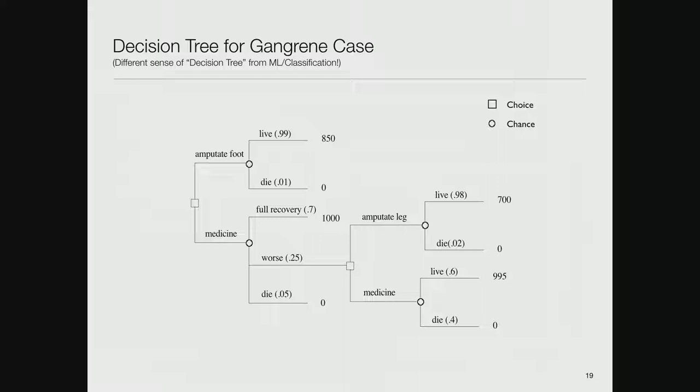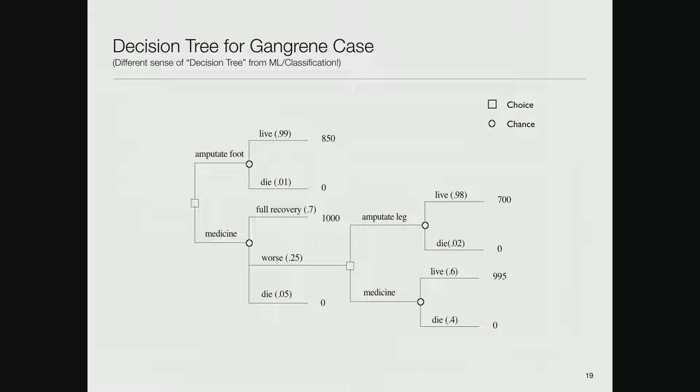If we treat him medically, they estimated that there was a 70% chance of full recovery, 25% chance that he'd get worse, 5% chance that he would die. If he got worse, you're now faced with another decision, which is, do we amputate the whole leg or continue pushing medicine? And again, there are various outcomes with various estimated probabilities.